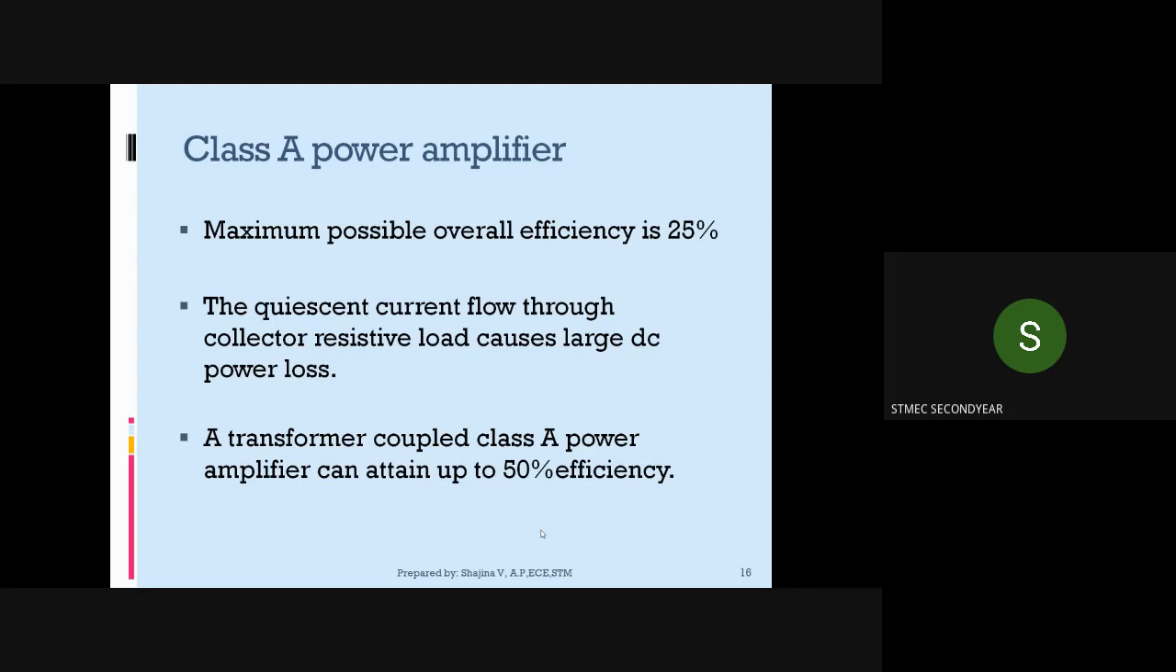Okay, their maximum possible efficiency was 25%, but in the case of a transformer coupled class A power amplifier, we can attain a maximum efficiency of 50%. Okay, it's also a theoretical value, it will be less than 50, but however, we can say theoretically that we can attain 50% efficiency by using a transformer coupled class A power amplifier.